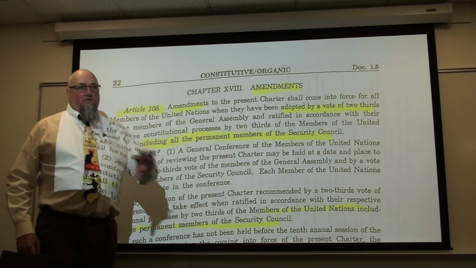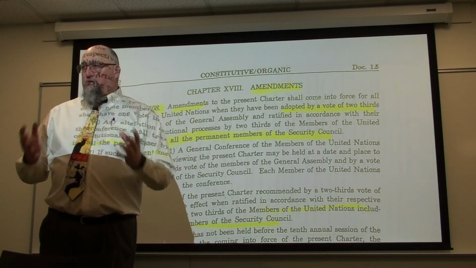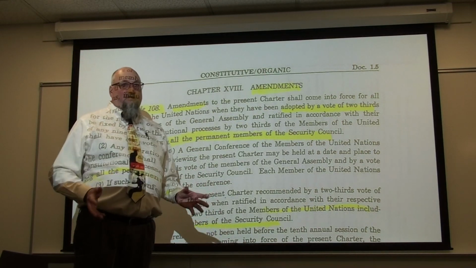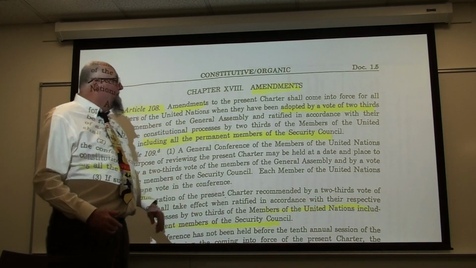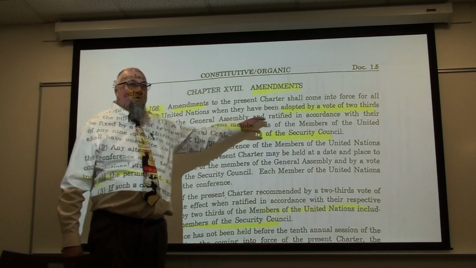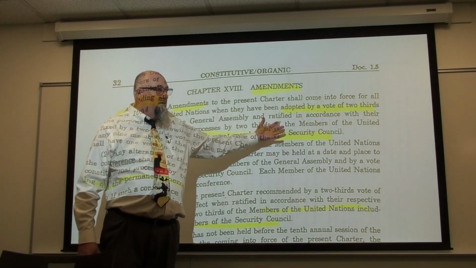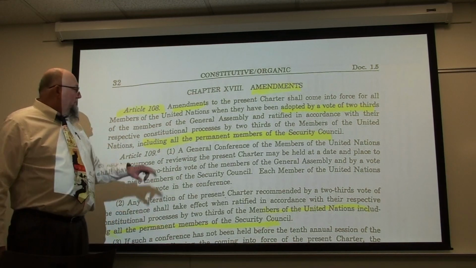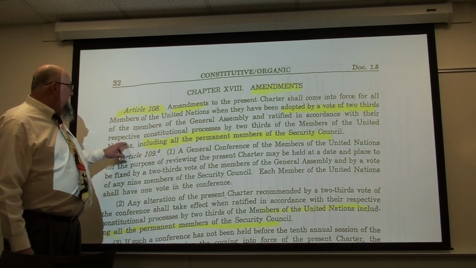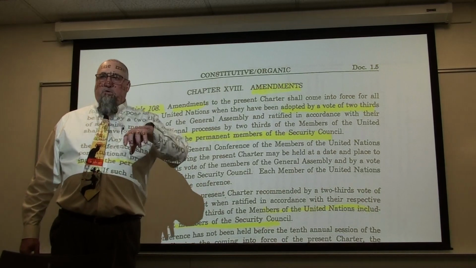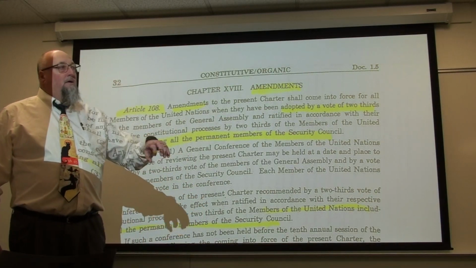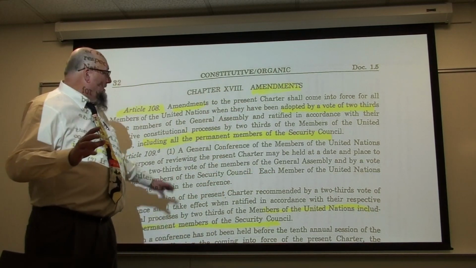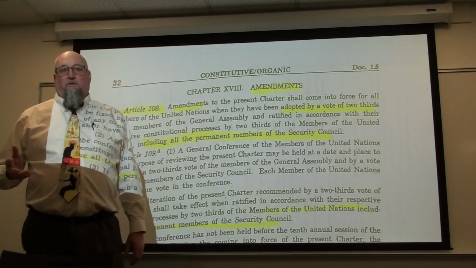So if you're going to amend, this is what I was getting at earlier. If you're going to change the structure of the UN and amend the charter, there's a two-step process, well actually a three-step process. Number one, the General Assembly by a supermajority vote, 67%, must agree to amend the charter. It must then be ratified by 2/3 of the member states within their own domestic law. That's two different things, including all of the permanent members of the Security Council.